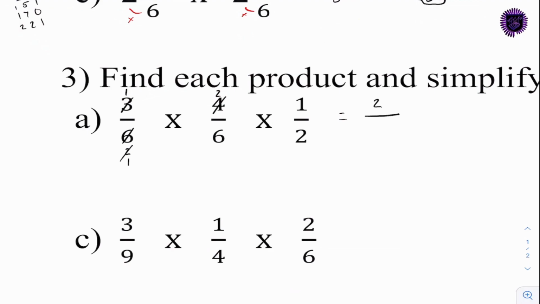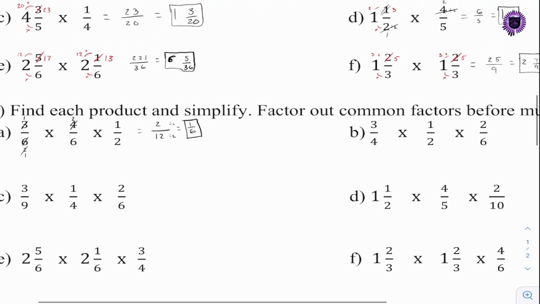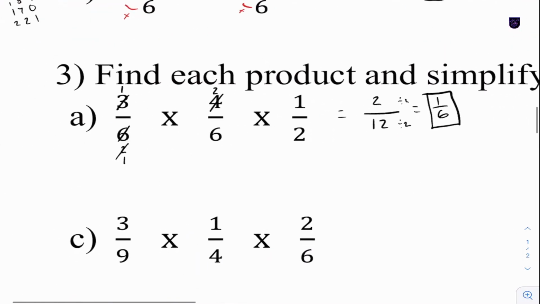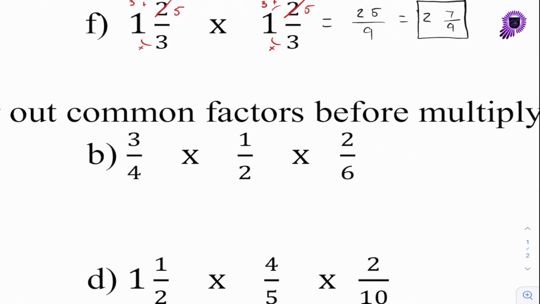Oh, that's what happened. I missed this factor here. 2 and 2, factored out afterwards. On the bottom, we have 1 times 6 times 2, which is 12. So we can actually simplify that by dividing by 2, which is 1/6. Answer 1/6. I always feel like I miss some of those elimination opportunities. All right, let's look at this one.